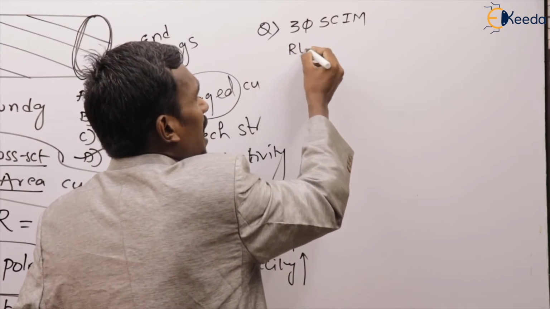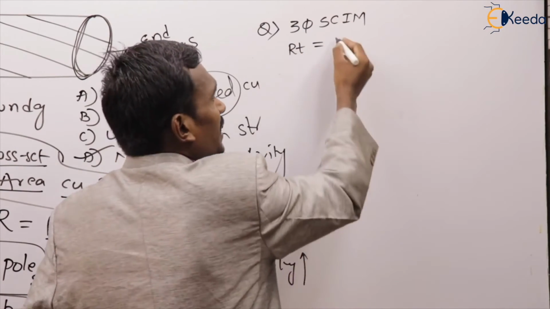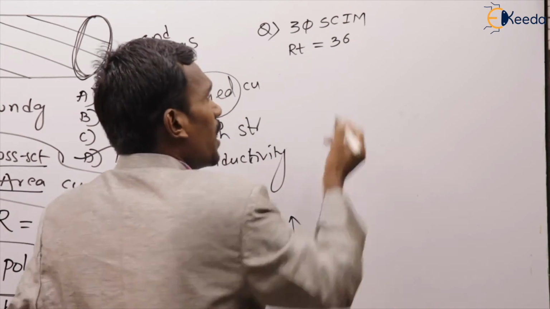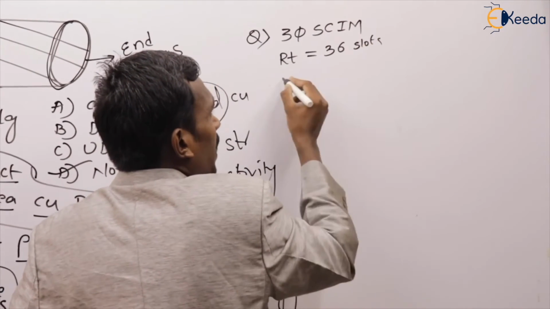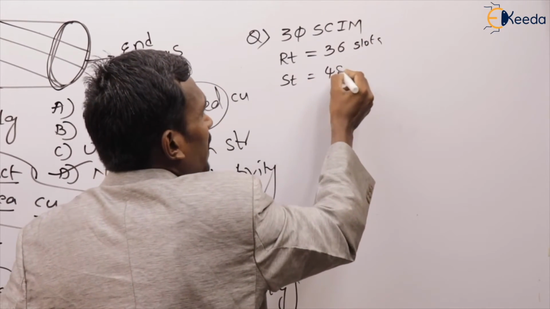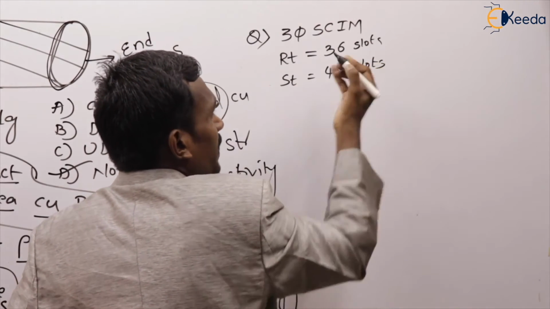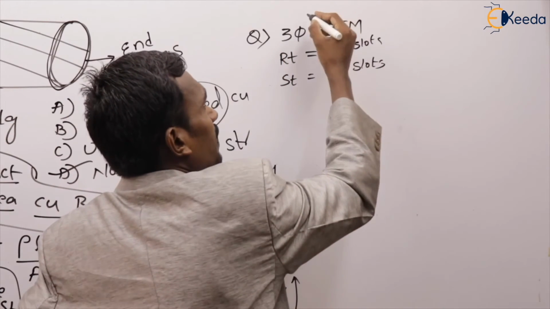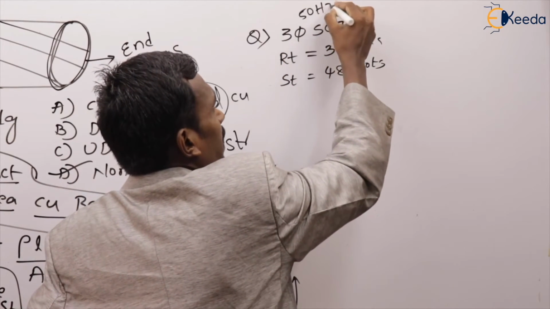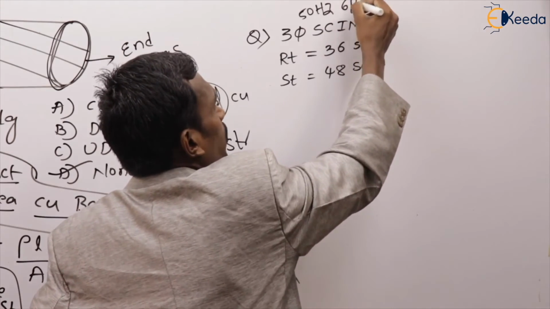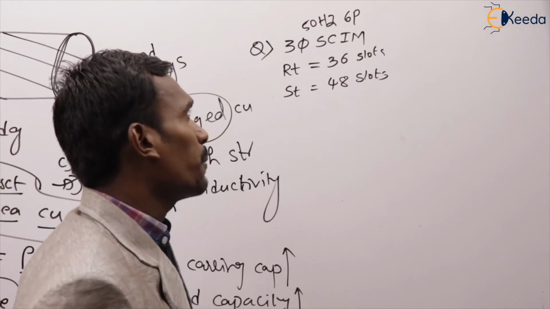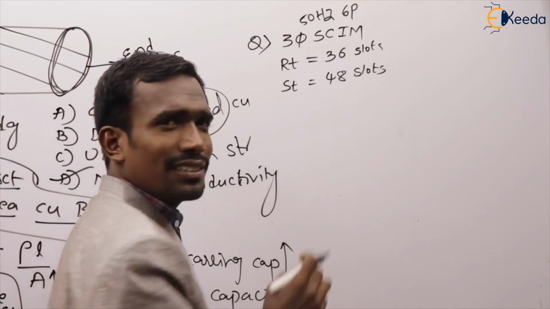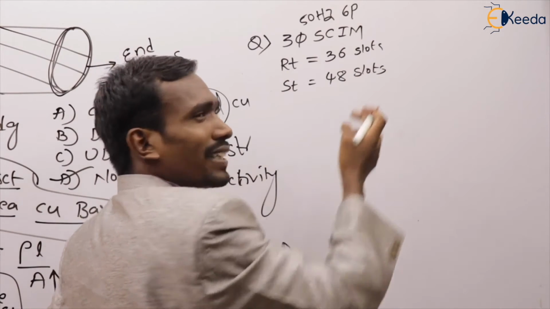In rotor, I'm having 36 slots. In stator, I'm having 48 slots. They are asking a question: a three-phase 50 Hz, 6-pole squirrel cage induction machine, rotor having 36 slots and stator having 48 slots.